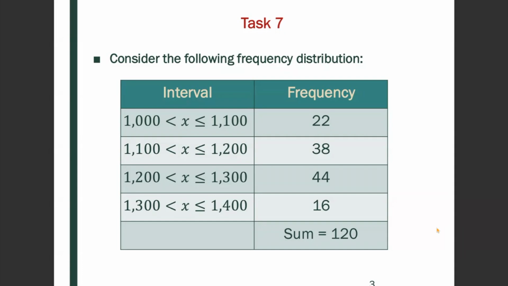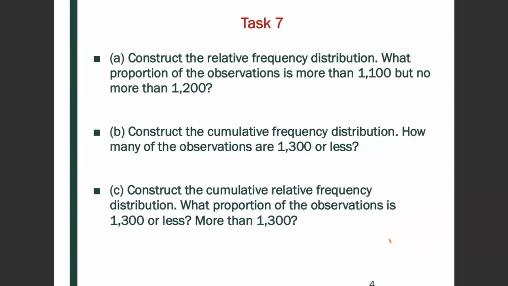Task 7, consider the following frequency distribution. So here we have intervals on the left and the frequency on the right, and note that these frequencies sum to 120. So we're going to construct the relative frequency distribution. What proportion of the observations is more than 1,100, but no more than 1,200? And then we'll need to construct a cumulative frequency distribution, and then we'll need to construct a cumulative relative frequency distribution.